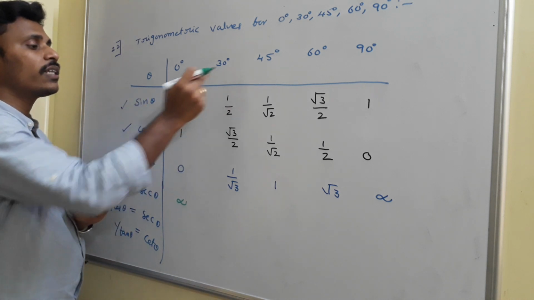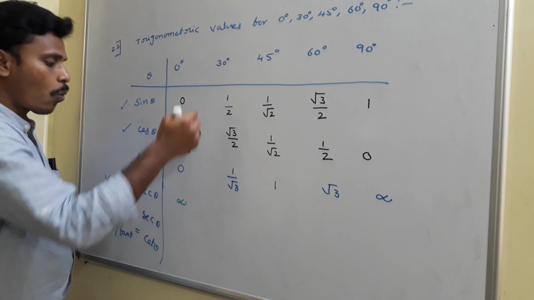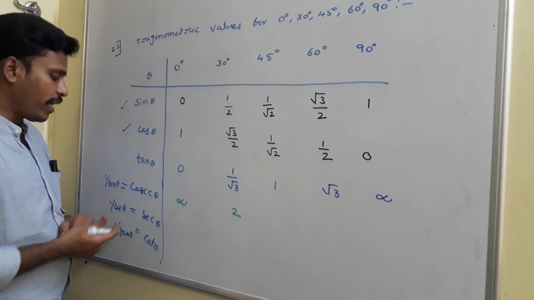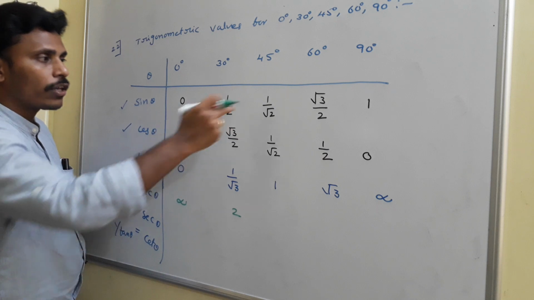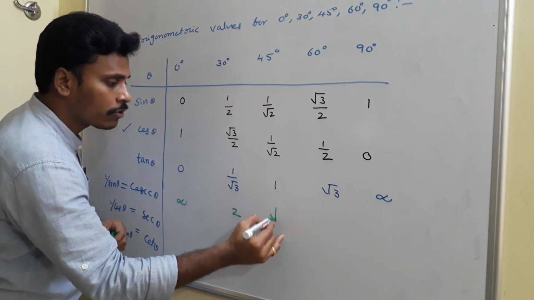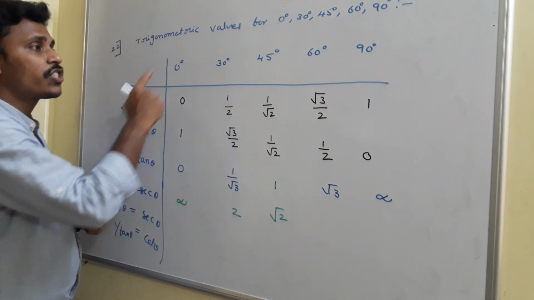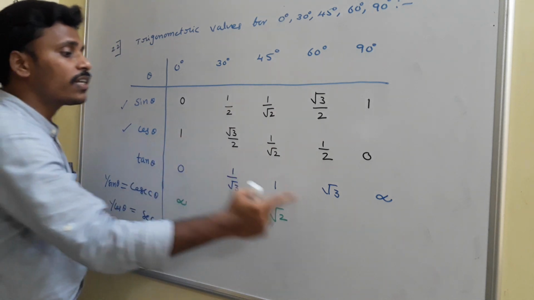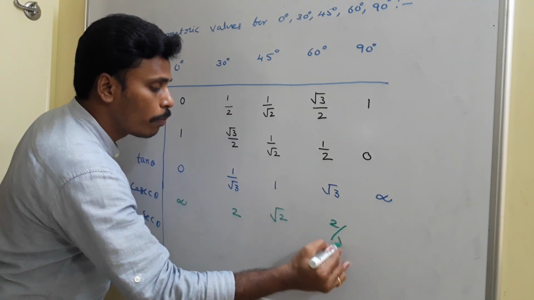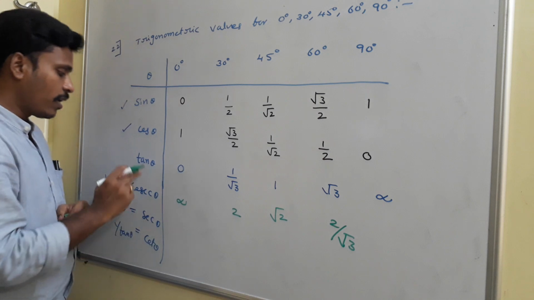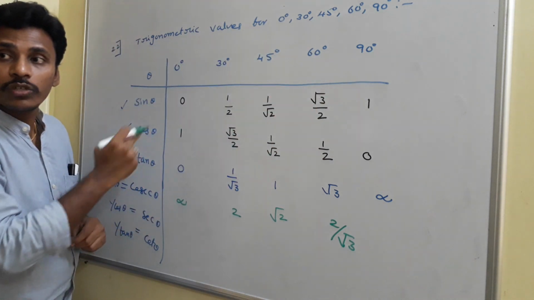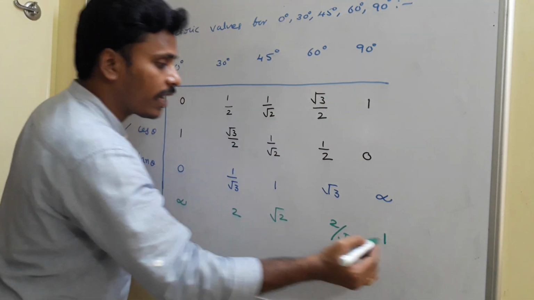What do you say about cosecant 30 degrees? Just reciprocal it. 1 by 2 will become 2. And then cosecant 45, you need to reciprocal this, 1 by root 2. It becomes root 2. Sin 60, root 3 by 2. Cosecant 60, its reciprocal, 2 by root 3. And then sin 90 is 1, whereas cosecant 90, the reciprocal of 1, is again 1.